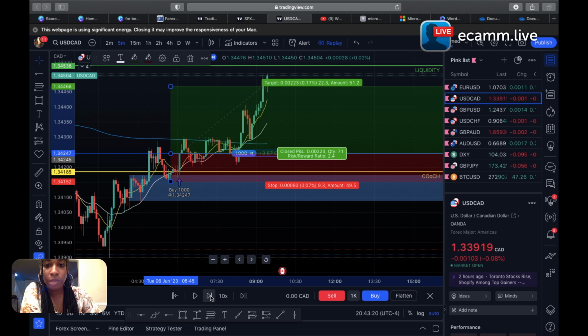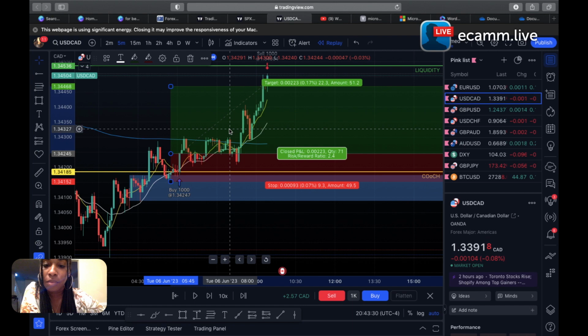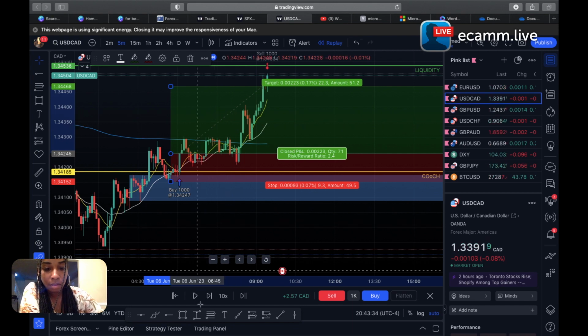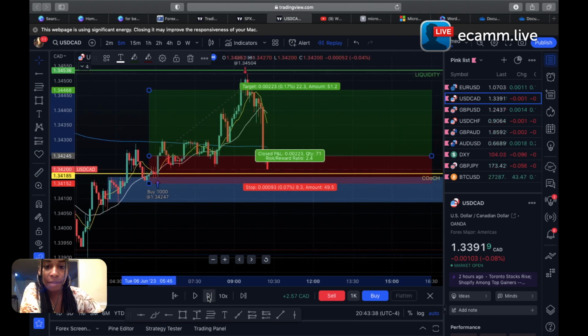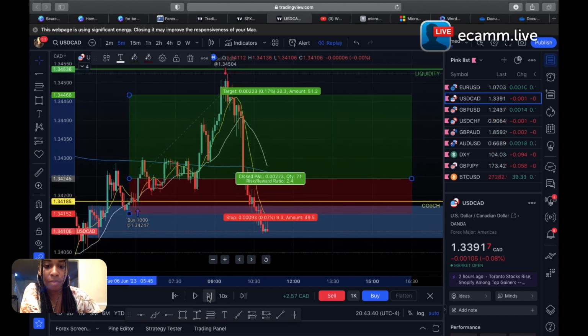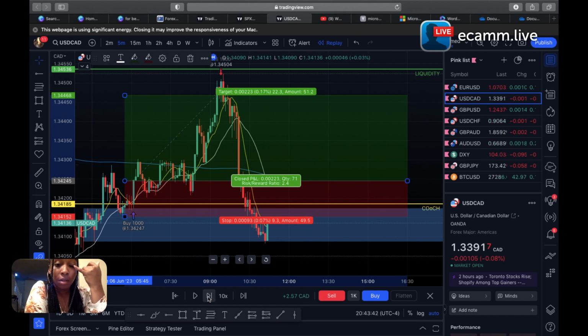All right, so we reached our target. Got our 1 to 2.5, and that was it. Pretty simple. After that, it went all the way back down. So, yep, that was that trade.